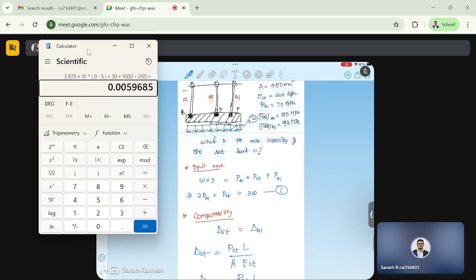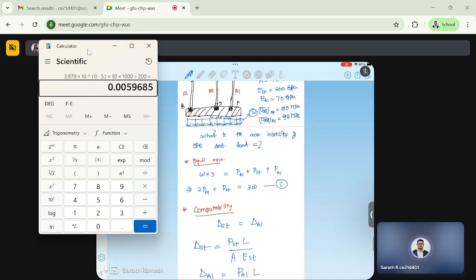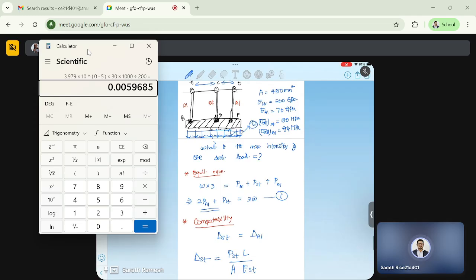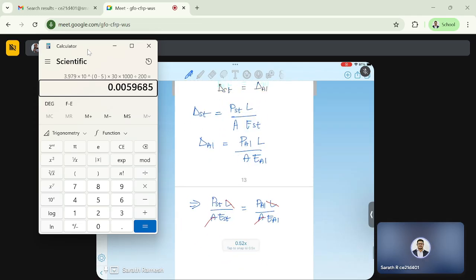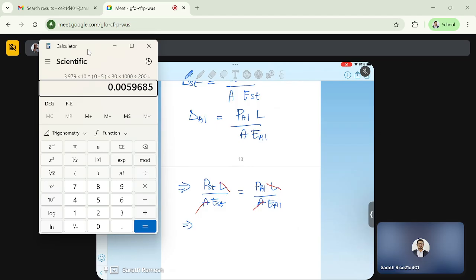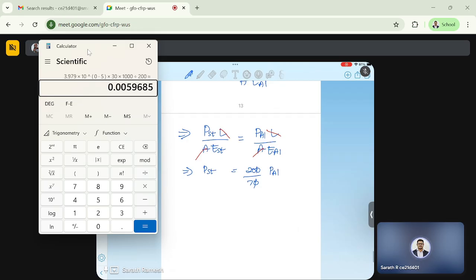Done. It's solved because we already have this equation. Everything we have, right? There are two unknowns and one more equation, so we are able to solve it. Let's find this relation. So P_ST will be 200 divided by 70 times P_aluminum. So 20 by 7 is 2.857. Right. So this is done.